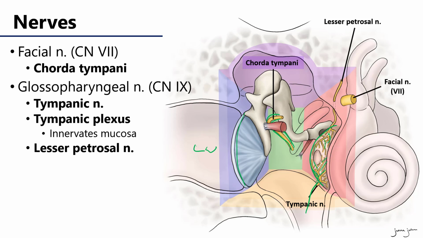It then begins to coalesce into the lesser petrosal nerve, which is on its way out of the temporal bone through the cranial cavity, ultimately destined to travel through foramen ovale along with V3, the mandibular division of the trigeminal nerve, on the way into the infratemporal fossa. That lesser petrosal nerve is what is destined to innervate the parotid gland.